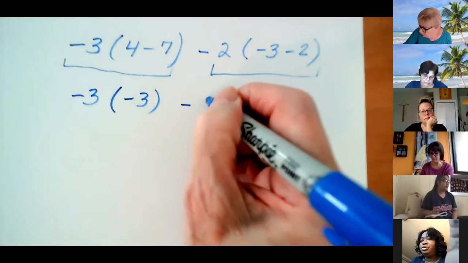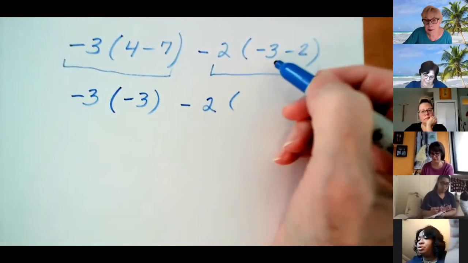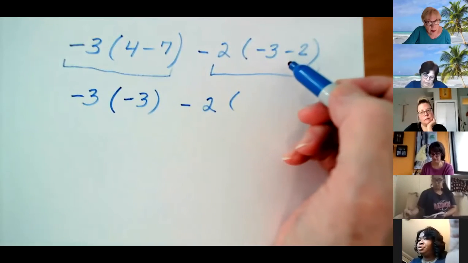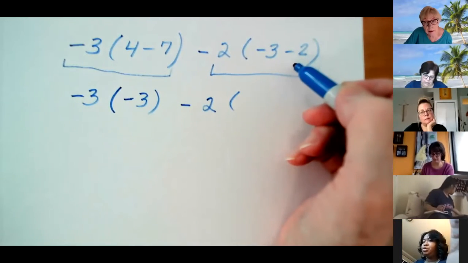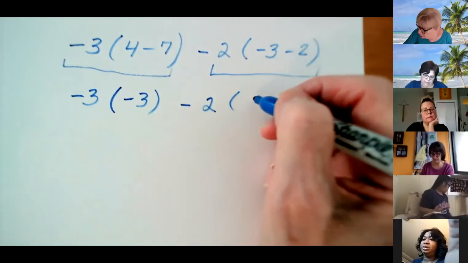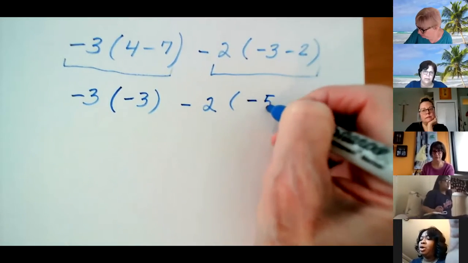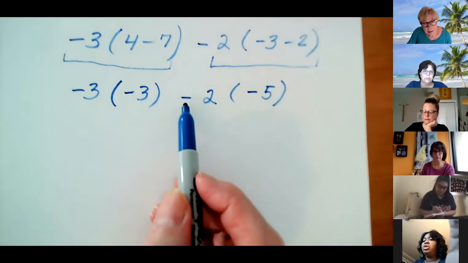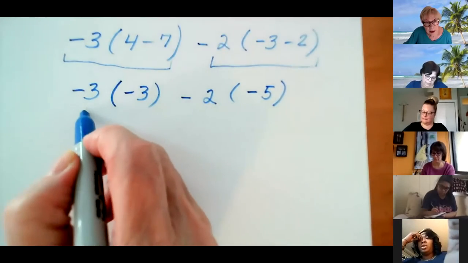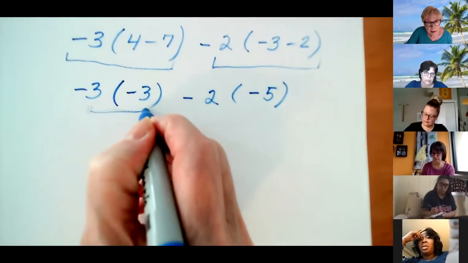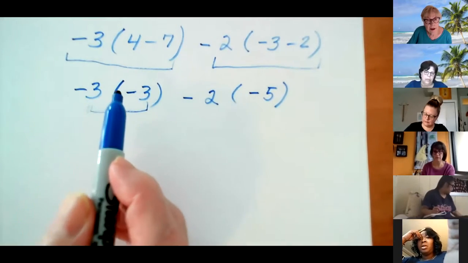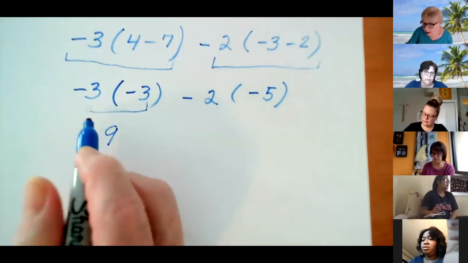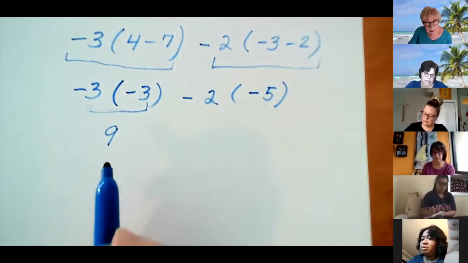Then I have subtract 2, and I'm going to put these 2 together. I had a -3, and then to top it off, I have a -2 more. 5. What kind of 5? Negative. Okay. This is still last. I'm going to do this and this. This is multiply. A negative times a negative. 3 times 3 is 9. Negative times negative is positive.